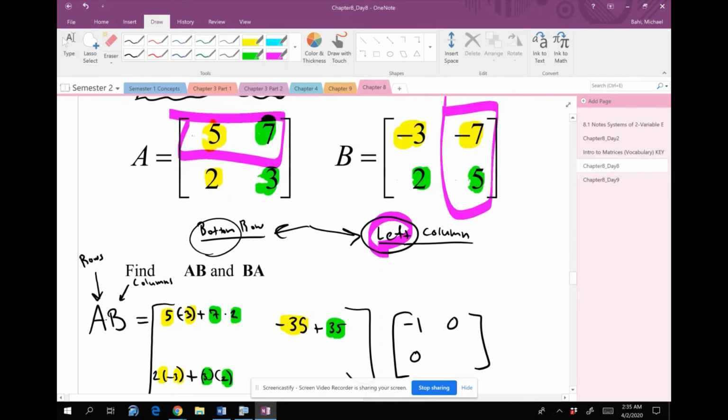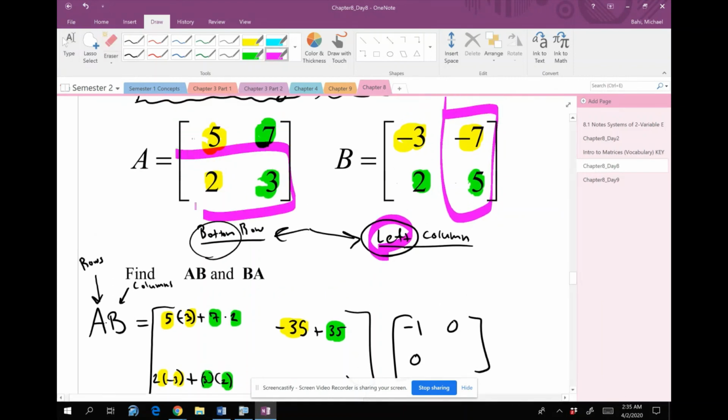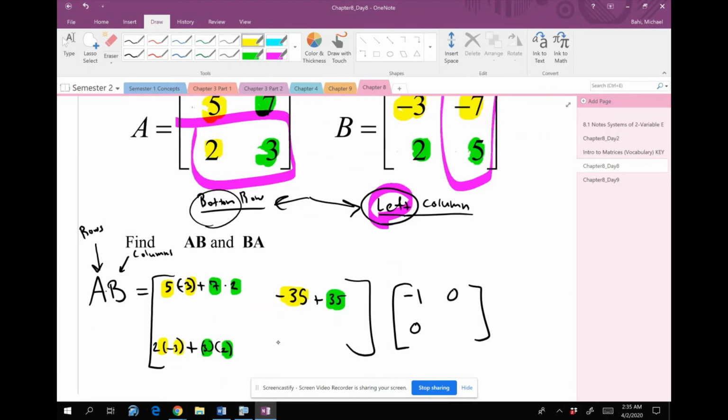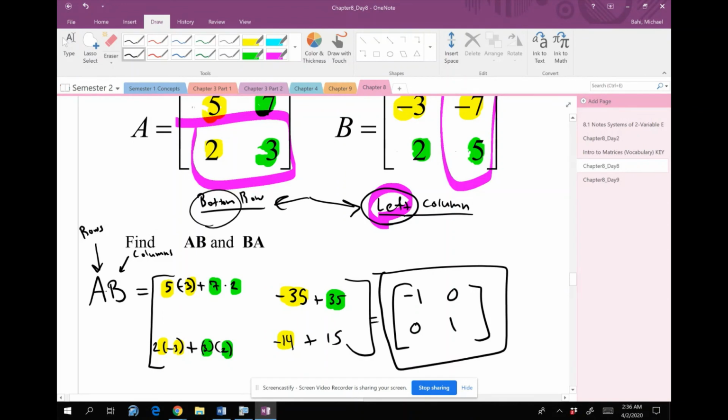And last but not least, we have this. 2 and -7 gives us -14. And 3 and 5 gives us 15. Adding those together, we get 1. So that's how we got that answer on the calculator. And if you do BA, you'll see why those are not the same answers. BA did not equal that, as we saw earlier on the calculator.